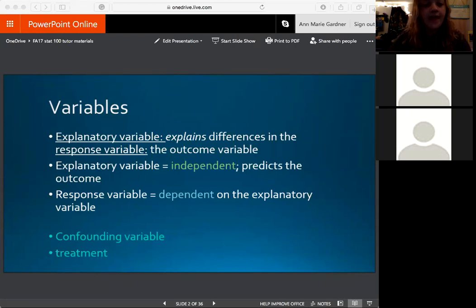And then remember, there's something called a confounding variable, and that's basically a third variable that is going to affect our data that we weren't planning on looking at. This is something that we don't want, because it could skew our data and give us unrepresentative data in the end. And then treatment goes along with randomized experiments, which we'll go into on the next slide. But treatment, just remember, is something that we do to the variables when we're doing a randomized experiment.